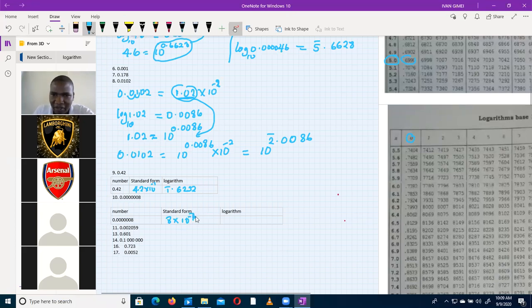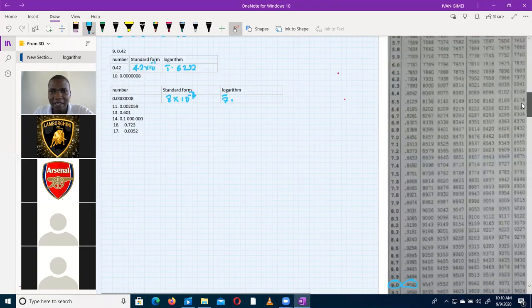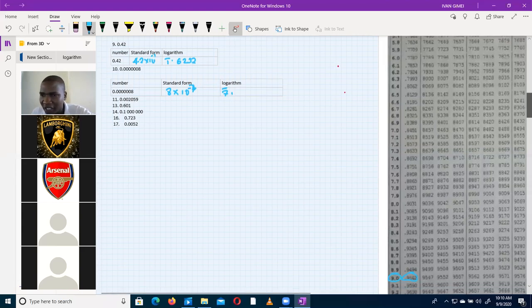So here I'll have 7 bar point. What will be the logarithm of 8? I come here and look for the logarithm of 8. Remember, if it's just 8, that means the other digits are zeros, so I'll have 8.0. It gives me 0.9031. 9031, like that, and you are finished.